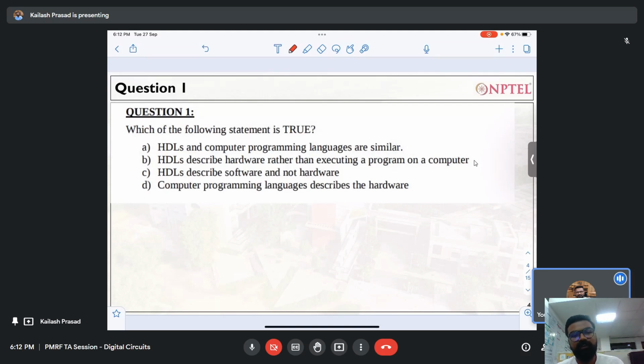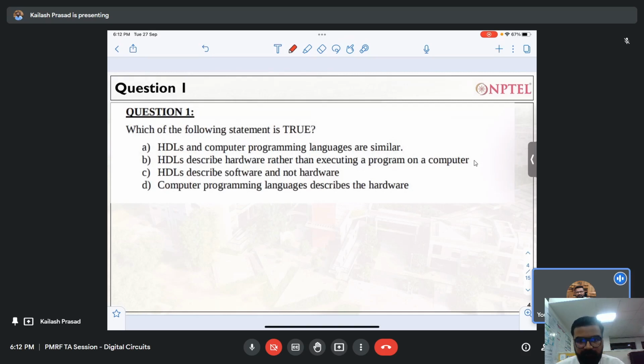Suppose you want to design, say, a calculator, right? It is very easy to design using a hardware description language. You can write the code of the calculator and it will convert it to hardware for you. Similarly, if you want to design, say, a processor, a processor is a very big design. You cannot design it manually. The hardware description language will help you in designing the same.